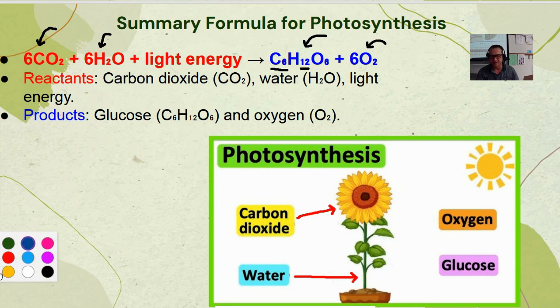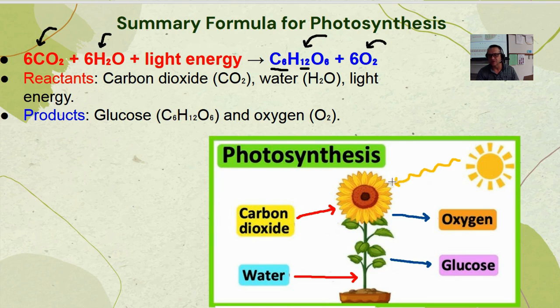And what are they going to make? I'm going to do this in blue, products in blue, reactants in red. Plants are going to make oxygen gas and also glucose. And don't forget that plants also need the energy from sunlight in order to do photosynthesis. And remember, they need six molecules of carbon dioxide. It makes it easy because it's six every time. They need six molecules of water. They're going to make one molecule of glucose, C6H12O6, and they're going to make six molecules of oxygen gas. All right, so there's your summary formula for photosynthesis.